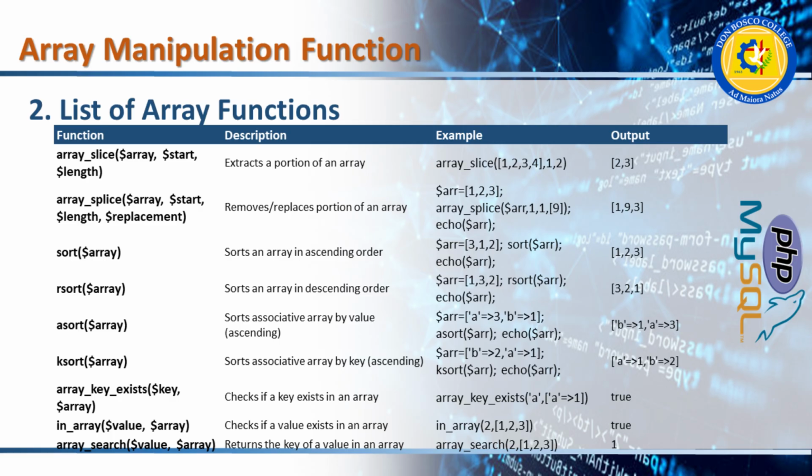Another set of array manipulation functions includes array_slice, which extracts a portion of an array, array_splice, which removes or replaces a portion of an array, sort, which sorts an array in ascending order, rsort, which sorts an array in descending order, asort, which sorts an associative array by value in ascending order, ksort, which sorts an associative array by key in ascending order. array_key_exists, which checks if a key exists in an array, in_array, which checks if a value exists in an array, and array_search, which returns the key of a value in an array.